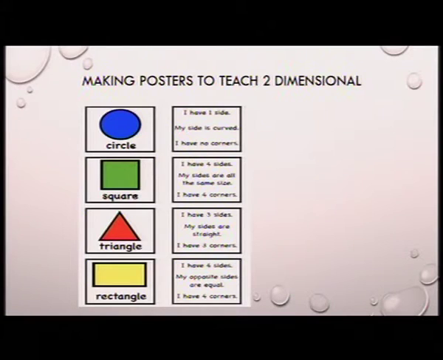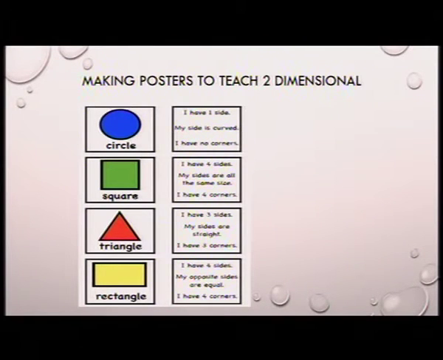And then you go to the rectangle. I have 4 sides. My opposite sides are equal. I have 4 corners. So then you see how it will differ from the square. The square, all the sides are equal. There are 4 sides. All the sides are equal or the same size. And there are 4 corners. But when you come to the rectangle, there are 4 sides, and the opposite sides are equal, and there are 4 corners.